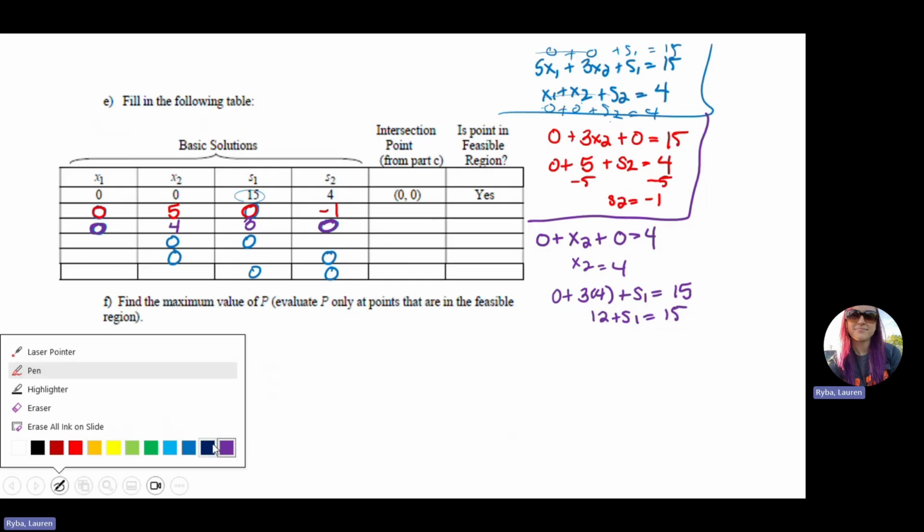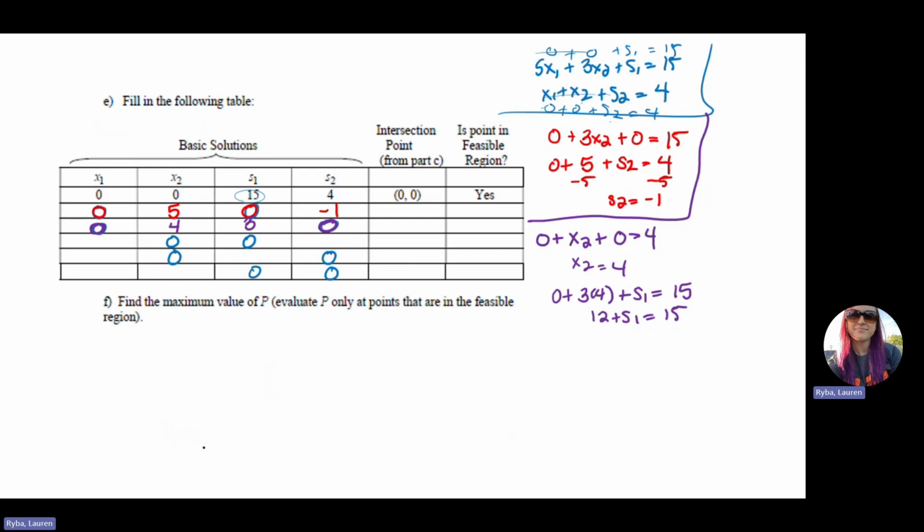All right, next pair. What color haven't I used yet? What color is this one? Oh, dark blue. Okay. We're going to do x2 is 0 and s1 is 0. So this one's 0, this one's 0.